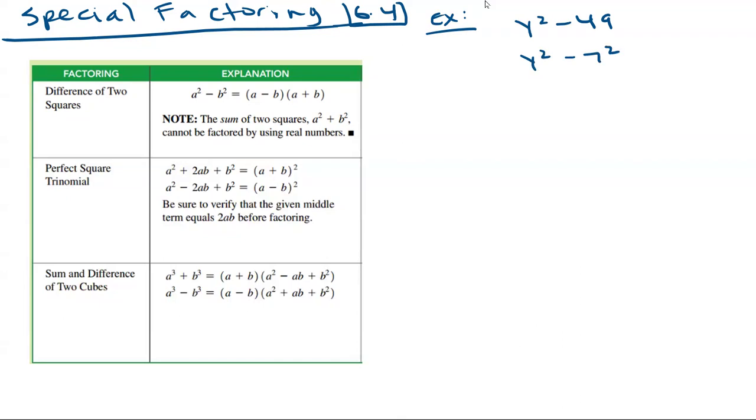Okay. All right, and notice that this is going to match the a squared minus b squared. So the y here is going to represent a, and the 7 here is going to represent b, so that will be a squared minus b squared. If we were to use the formula, which is a minus b times a plus b, let me just take this and load that.